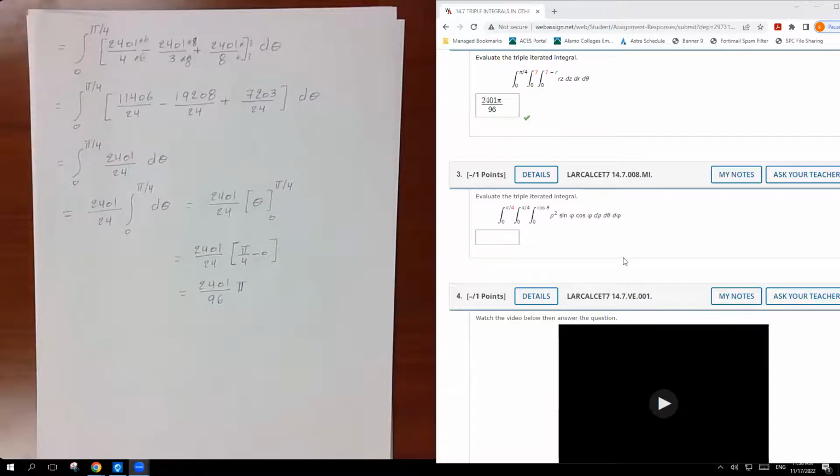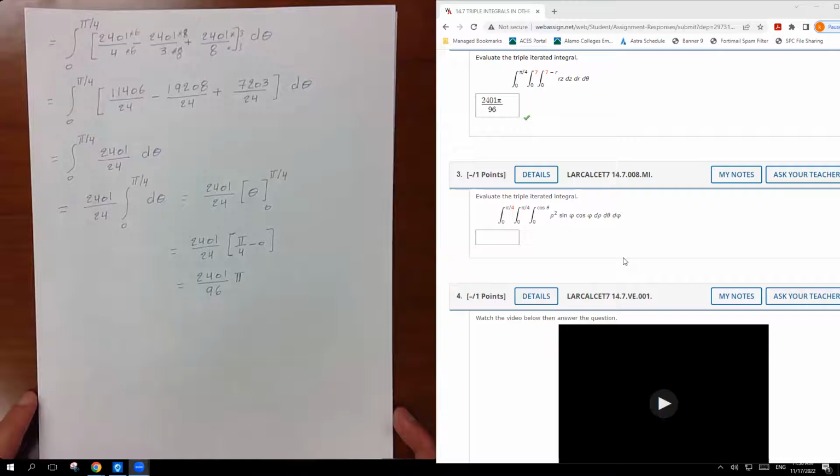That's right. Let's move to example 3. Example 3, we need to find the integral from 0 to pi over 4, from 0 to pi over 4, from 0 to cosine theta, p squared, sine gamma, cosine gamma, and dp, d theta, d gamma. So be careful here because you have different symbols. And here's dp and d theta and d gamma. So let's check how we're going to solve this one.